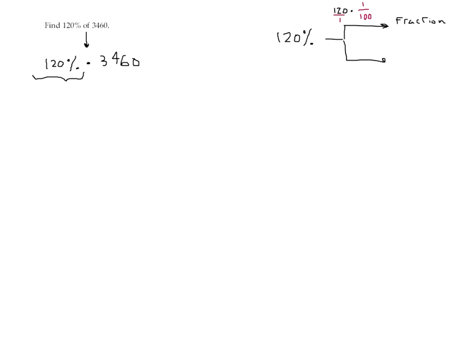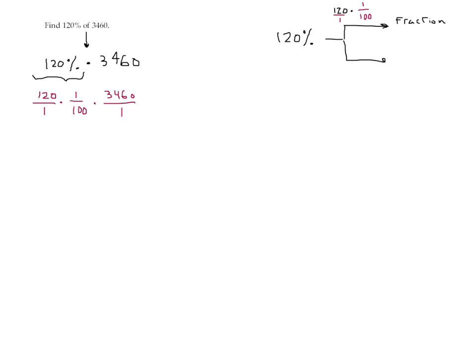So I can put the 1 here too, so I can make everything fractions. So this would be really 120 over 1 times 1 over 100 times that number over 1. This is what we're doing. So the answer to this would be that number we're looking for. Now we need to reduce this. Can I reduce these?